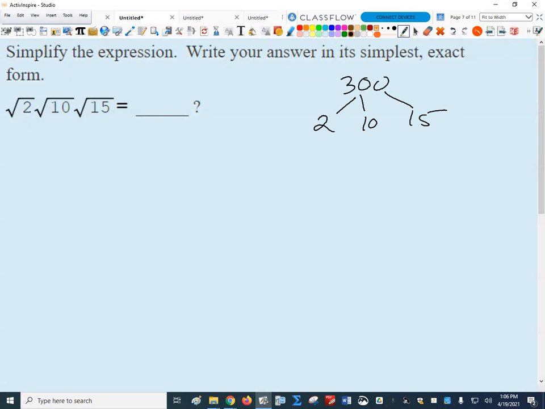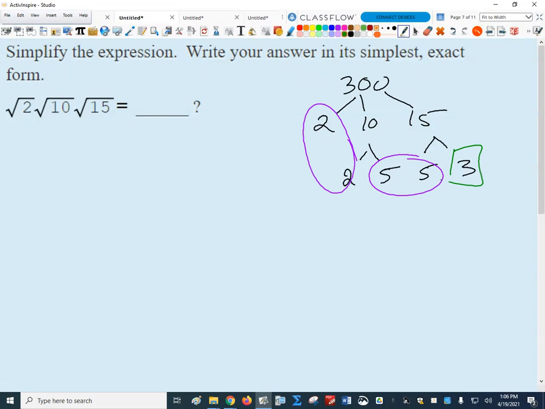So we'll just keep going. 10 breaks up into 2 and 5. 15 breaks up into 5 and 3. And look what we get. Couple of 2s, a couple of 5s, and a single 3, right? So we could write this as 2 times 5 times the square root of 3, because couples go out, singles stay in. So my final answer just looks like 10 times the square root of 3.